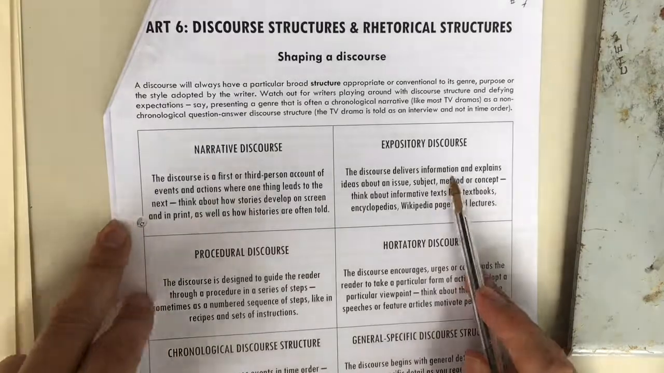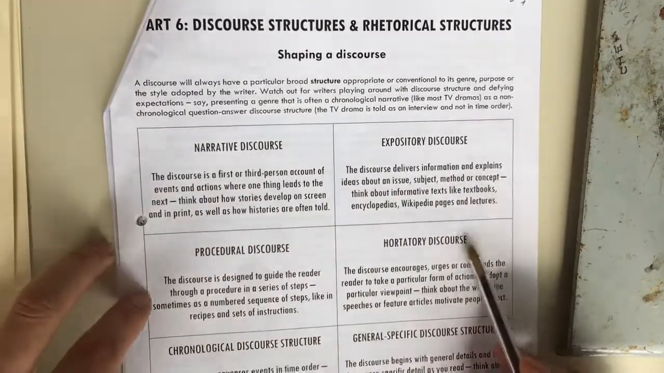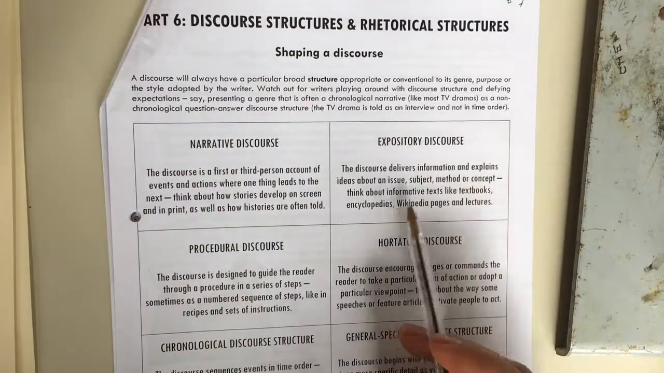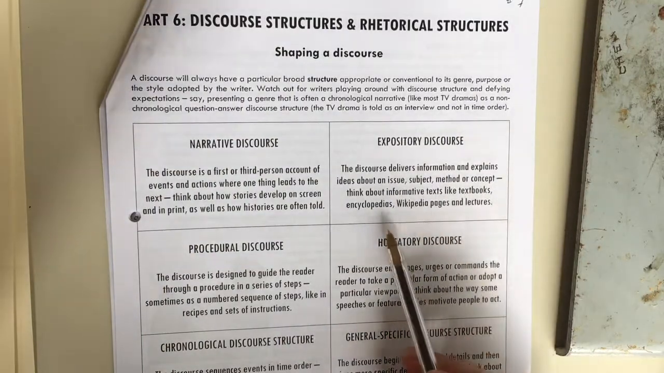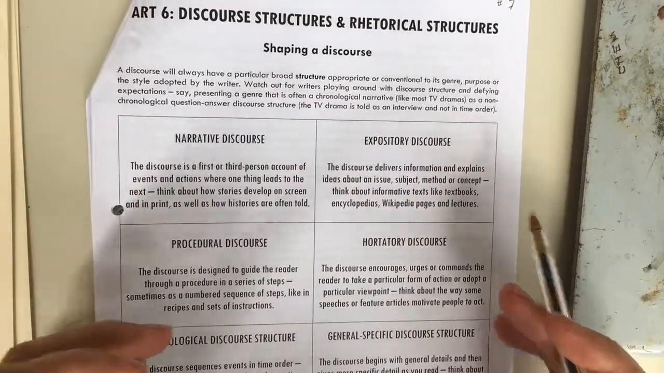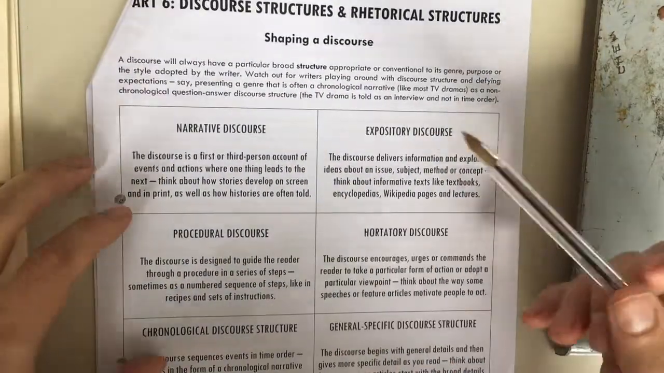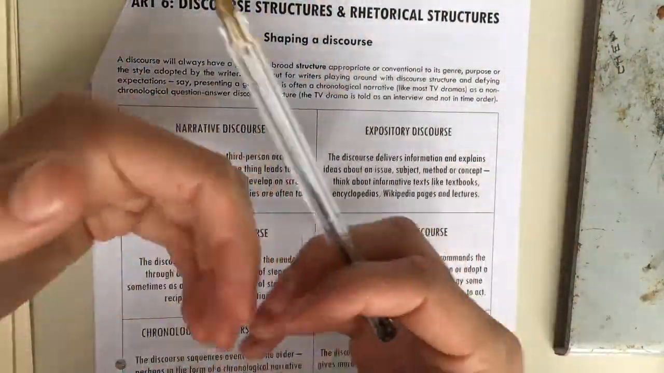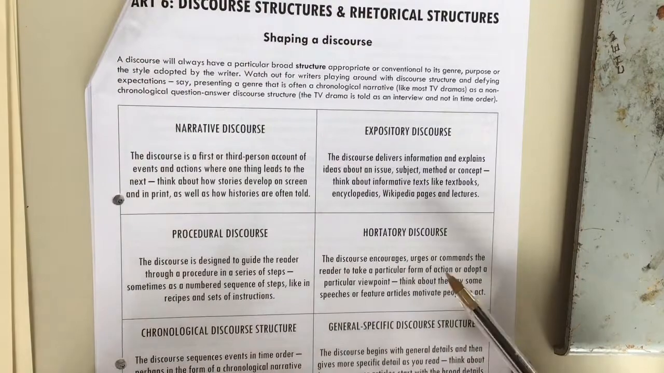Expository is about information, so it explains an idea, you're expositing, so an expository text. Something like a textbook or a Wikipedia page is structured in order to deliver information and explain ideas. So you probably have the big idea first, and you might even have subheadings. Its main purpose is to inform.